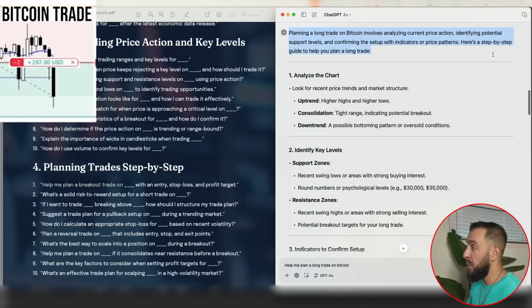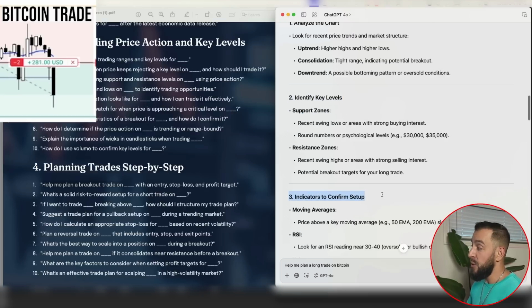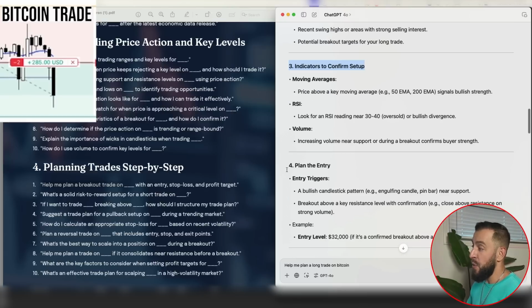Identifying potential support levels and confirming the setup with indicators and price patterns. Simple. Here's a step-by-step guide to help you plan a long trade. Number 1, analyze the chart. Number 2, identify key levels. Number 3, use your indicators to confirm the setup. And then number 4, plan the entry.